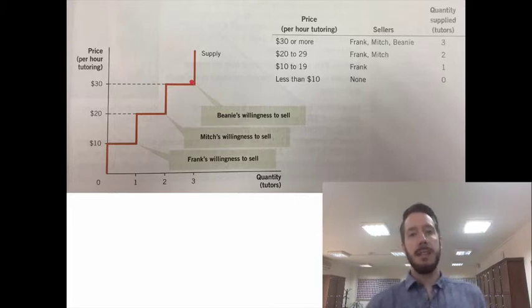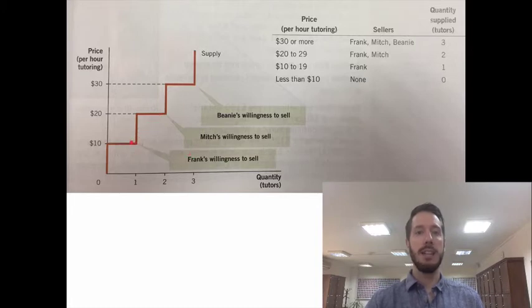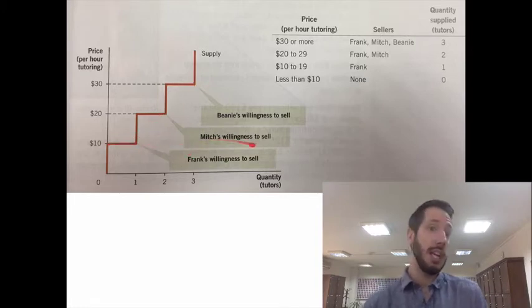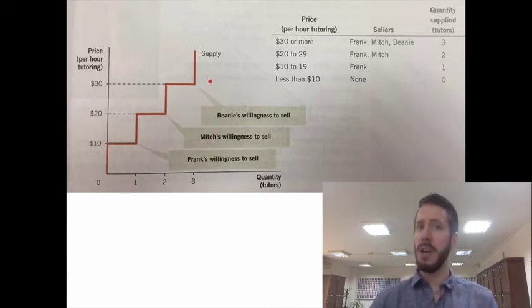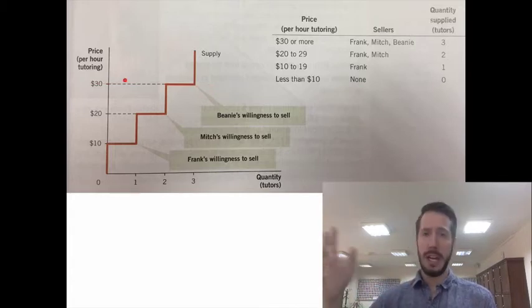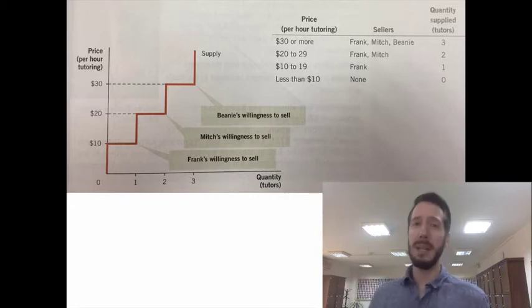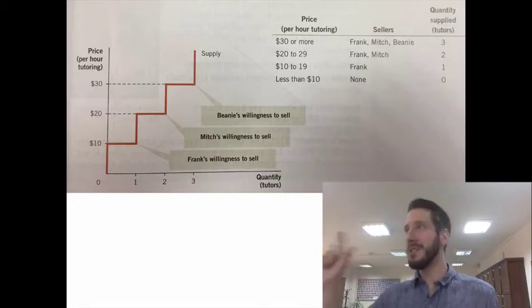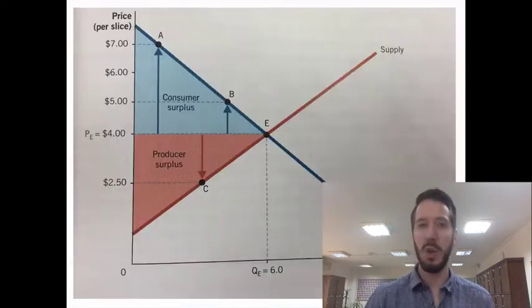Notice the producer surplus: if Frank is getting paid 30 JD and his minimum is 10 JD for an hour, he's making 20 JD in producer surplus. He's doing pretty well. Whereas if Beanie's minimum price is 30 JD and he only gets 30, well, he's probably still going to tutor, but he doesn't really have much of a surplus. So he might not be motivated to continue tutoring.